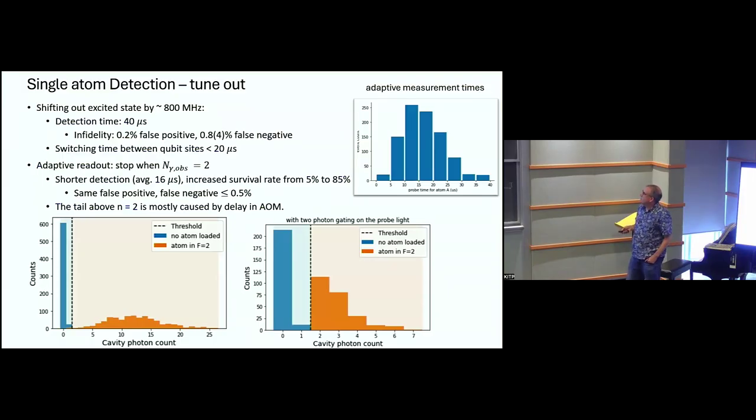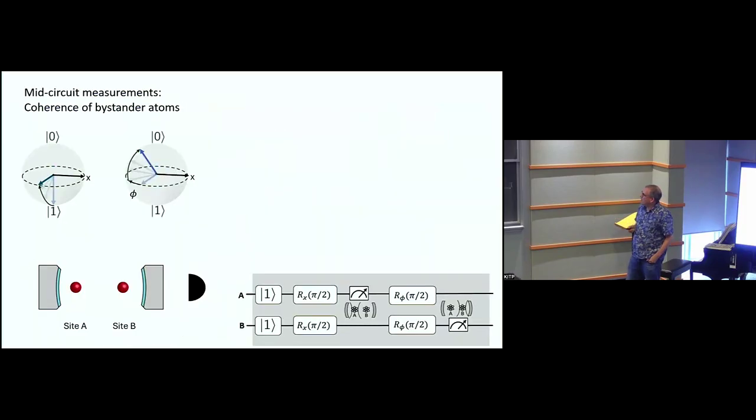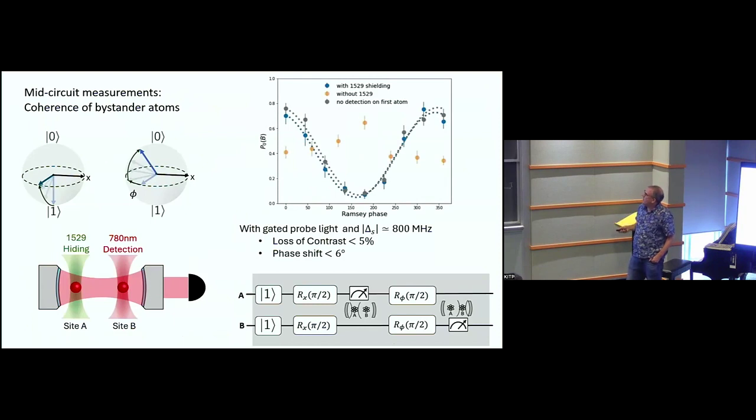The upshot is single atom detection in the cavity is actually highly efficient. We know that already. We can measure the state of a single atom within about 40 microseconds with measurement infidelities that are below 1%. But the good news is that now checking on the coherence of a second atom, we find that its coherence is really not affected by the measurement. So with not really great measurement specs yet, we know that if we hide the second atom by shifting its energy by about 800 megahertz, we see no influence on the contrast of the Ramsey fringe or on the phase of the Ramsey fringe.